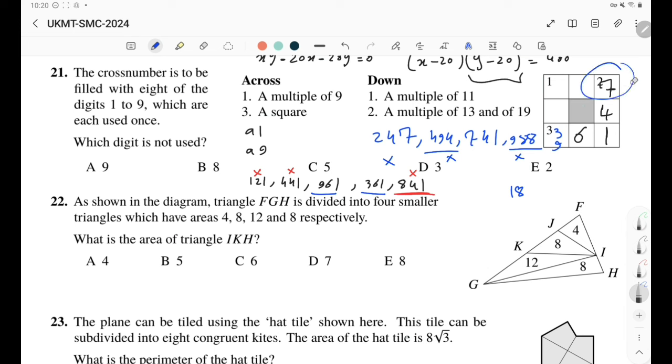But this number is 7. So that means the sum of this plus this is 11. Okay, very nice. So if you have a number a here and b here, then a plus b is just 11.